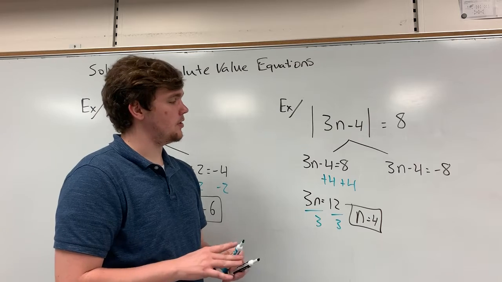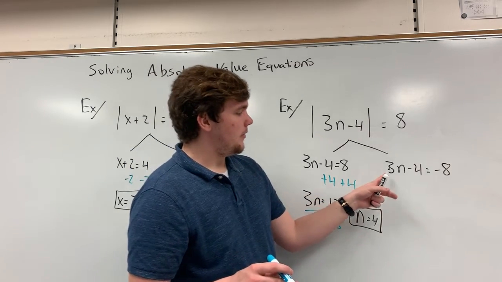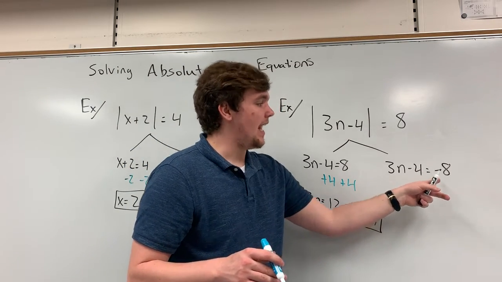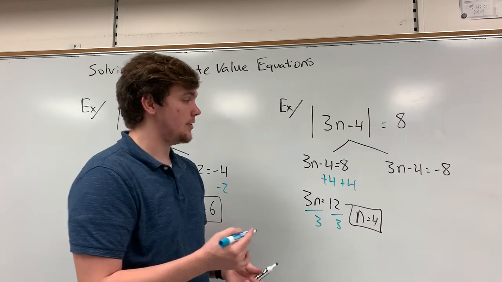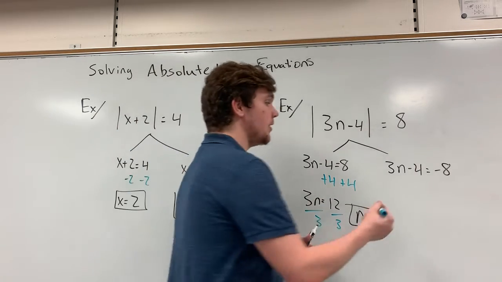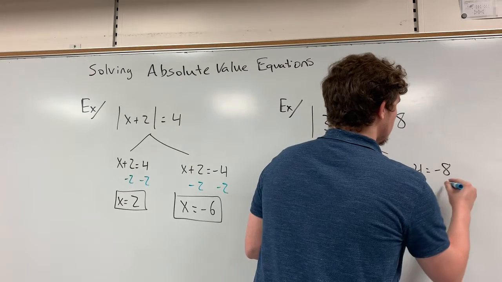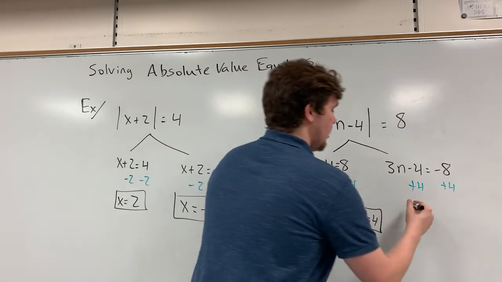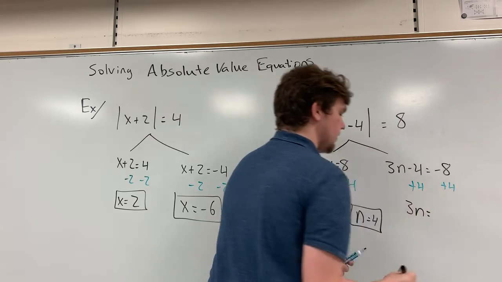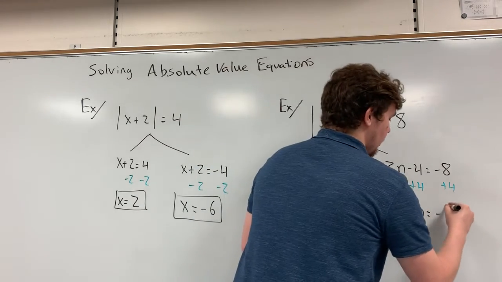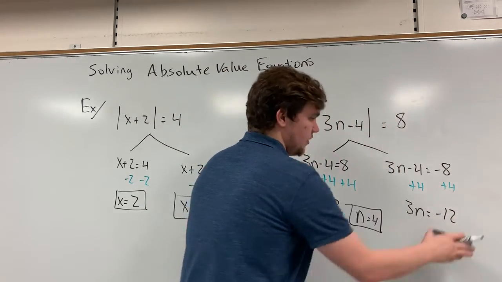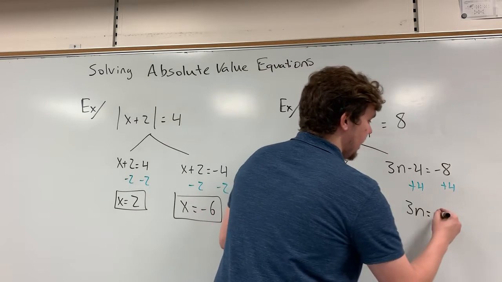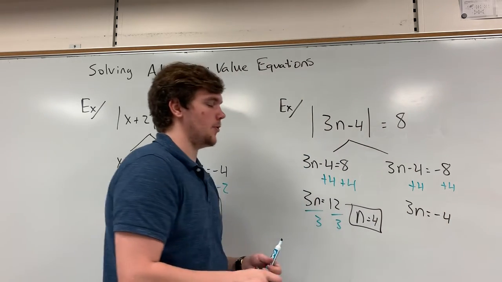Okay, so now I have 3n minus 4 equals negative 8. So I'm going to go ahead and solve this basically the same way. Let's add 4 to both sides. Okay, but now, when I add 4 to both sides, I get 3n equals negative 12. Or, excuse me, I get negative 4, right? Negative 8 plus 4 is negative 4.